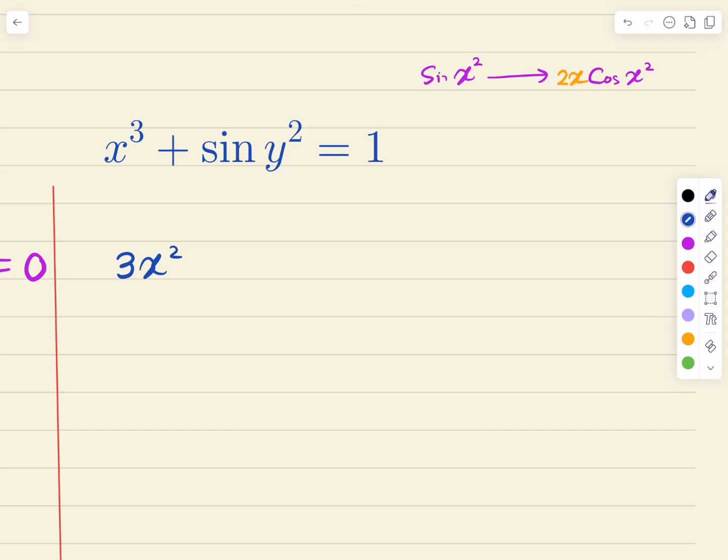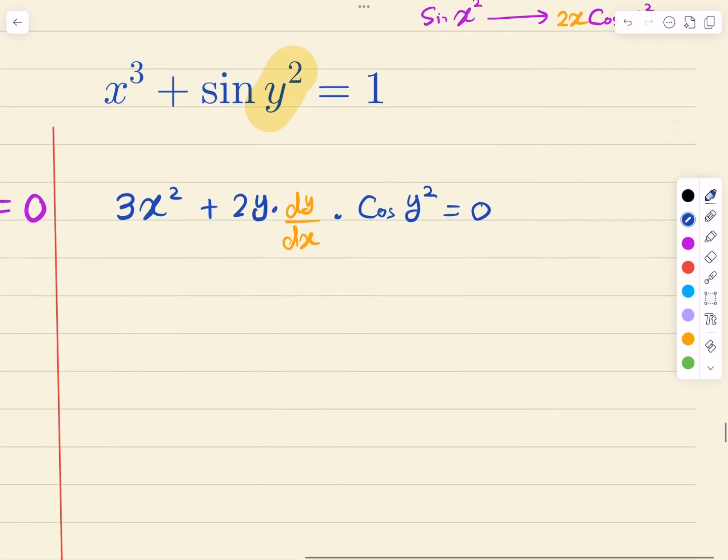Here also, to differentiate this, first we differentiate the inside, which is y squared. The derivative of y squared, as we said today, is 2 times y times the derivative of the inside, which is y. So dy over dx. Then multiplied by, after that, the sine will become cosine as we see here. So cosine y squared equals the derivative of 1, which is 0. So this is the derivative.